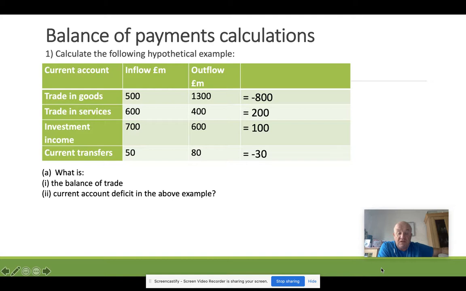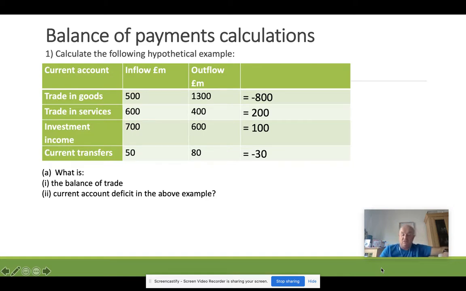Then we've got investment income. We've got inflows of 700 million, outflows of 600 million. So we've got a net boost to investment income of 100 million. Okay, and then we've got current transfers. We've got 50 million pounds worth of inflows, but 18 million of outflows. So we've got another negative there. Okay, so overall, we've got a very big negative, we've got a couple of positives, and then we've got another negative.